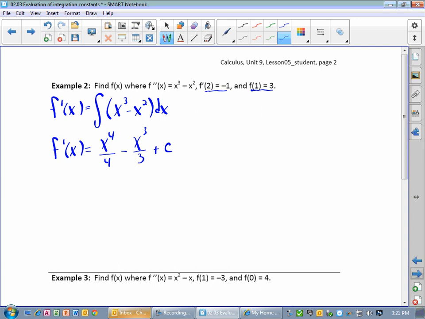Now, again, we're told f prime of 2 is negative 1. So let's find f prime of 2. F prime of 2 would be 2 to the fourth over 4 minus 2 cubed over 3 plus c. Now, what does f prime of 2 have to equal? It needs to equal negative 1. So we have 2 to the fourth, which is 16, divided by 4 is 4, minus 2 cubed, which is 8 over 3, plus c equals minus 1.